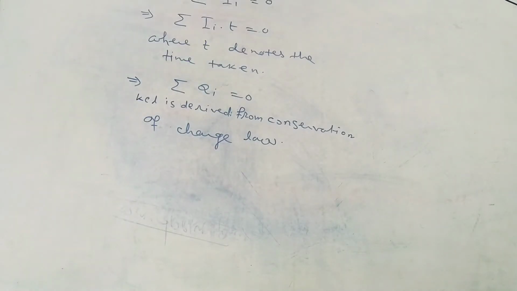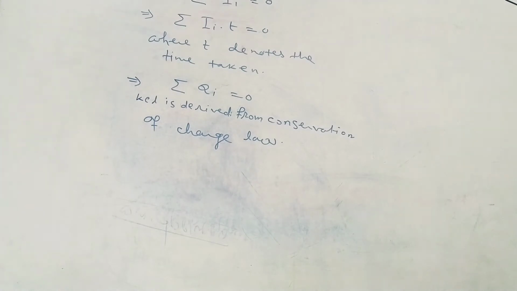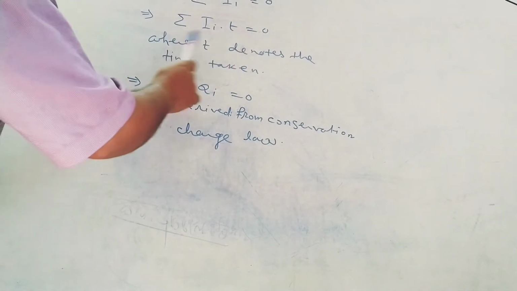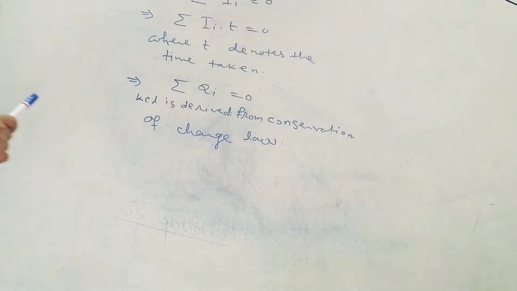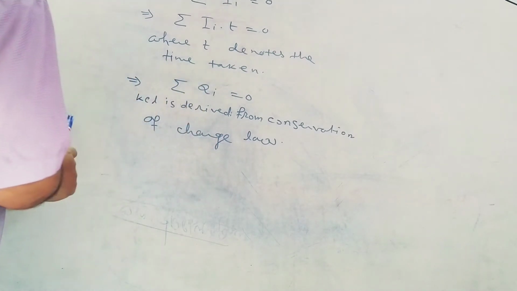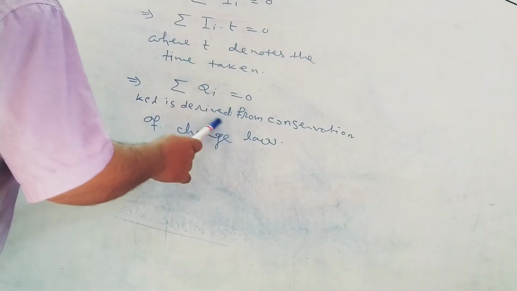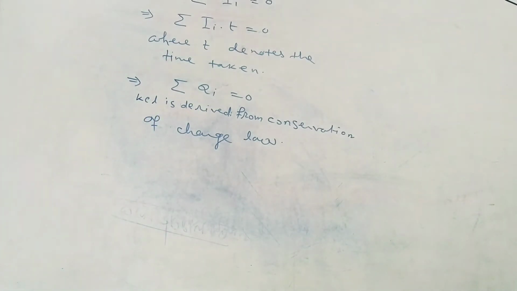From Kirchhoff's first law or KCL, we can write summation of I is equal to 0 at a junction. This gives summation of I into t is equal to 0 at the junction, where t denotes the time taken. And we know that current into time is equal to total charge. That's why summation of q is equal to 0. Therefore, we can say that KCL is derived from the conservation of charge law, or it supports the conservation of charge law.